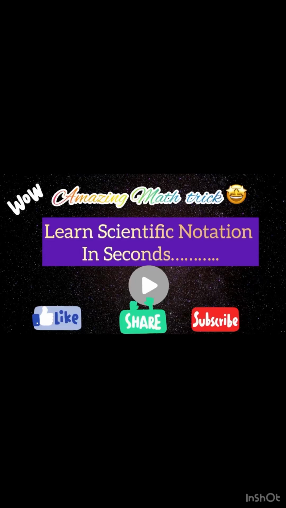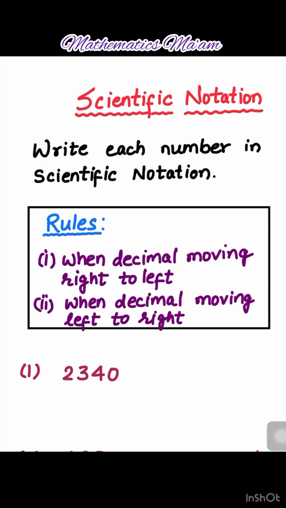So today we are learning about scientific notations. If you have to write any number in scientific notation, you have to follow two rules. The first rule is when the decimal is moving right to left, you need to write the positive power, and when the decimal is moving left to right, you need to put the negative power. Now you'll be thinking how. So we'll learn through examples. Let's see the first one.